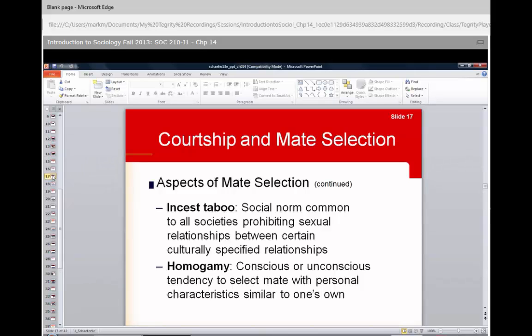All right, homogamy is next here on our slide, and typically people tend to gravitate toward those who are like them, not only for their mates but their friends. So people look for these desired characteristics that are very similar to what they themselves possess, is the idea.